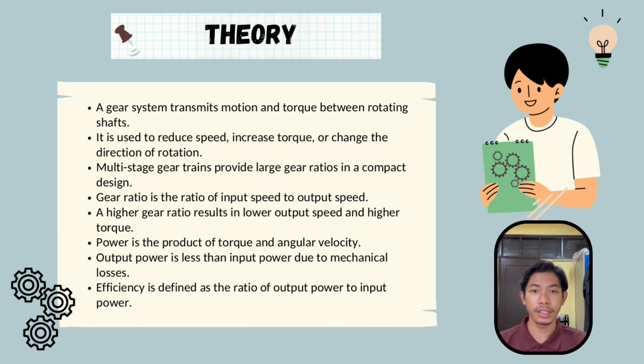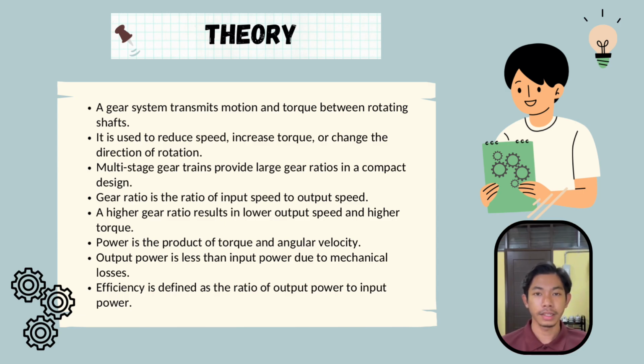A gear system is used to transmit motion and torque between rotational shafts, and it is commonly applied to reduce speed, increase torque, or change the direction of rotation. In a multi-stage gear train, several gears are combined to produce a large gear ratio with a compact design.